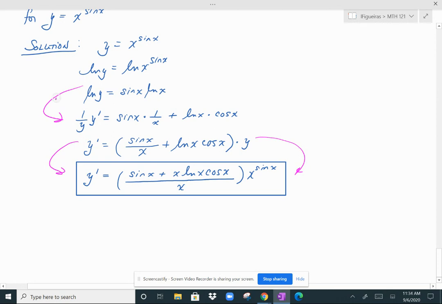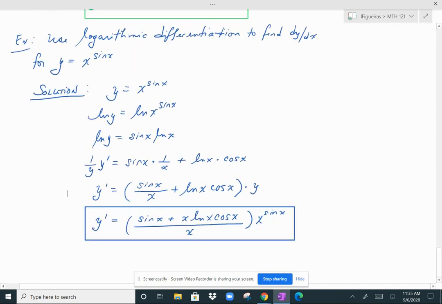Okay, so that's it for this lesson. The lesson is on the derivative of logarithmic functions. Sometimes you can take the derivative very directly. Other times using the logarithmic laws makes things easier, and also the technique of logarithmic differentiation.